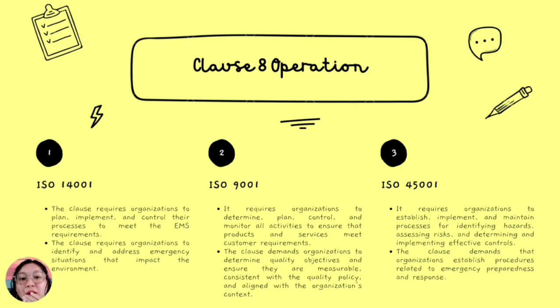ISO 45001 Clause 8 focuses on operation, but with an emphasis on the prevention of injury and ill health. It requires organizations to establish, implement, and maintain processes for identifying hazards, assessing risk, and determining and implementing effective control. The clause demands the organization establish procedures related to emergency preparedness and response. Although the focus area for Clause 8 differs across the three management systems, the three clauses' overall intentions revolve around the planning, implementation, and controls of processes to achieve their specific outcome.